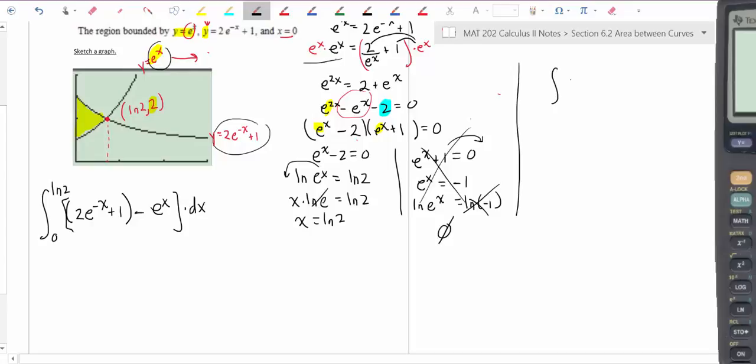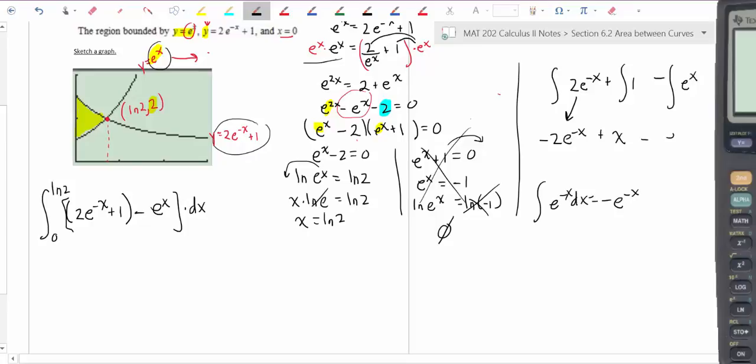We're going to do the integral of 2e to the negative x plus the integral of 1 minus the integral of e to the x. This one is going to be 2e to the negative x, but you're going to have a negative there. The integral of e to the negative x dx is going to be negative e to the negative x. Do the derivative in your mind to make sure that is right. The integral of 1 is going to be x. The integral of e to the x is e to the x. So this right here is your antiderivative that we're going to evaluate.